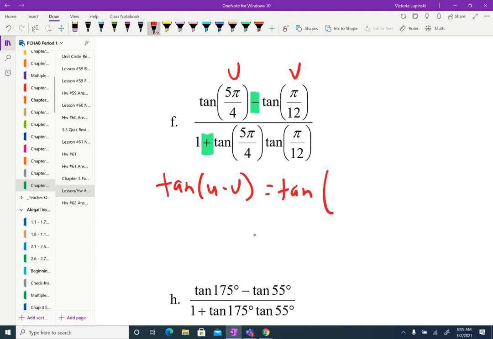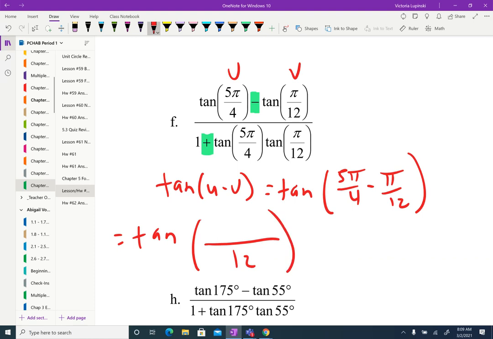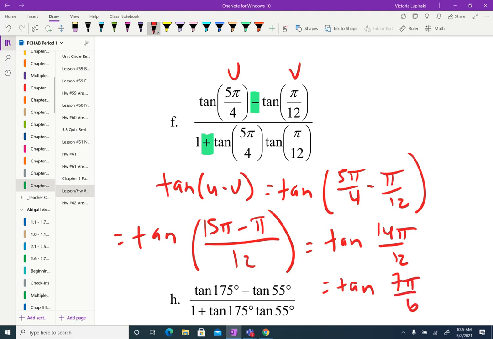So this becomes the tangent of 5 pi over 4 minus pi over 12. In order to add or subtract fractions, you're going to find a common denominator, which would be 12. So that's going to give you 15 pi minus pi. That's going to become the tangent of 14 pi over 12, which if you reduce becomes the tangent of 7 pi over 6.